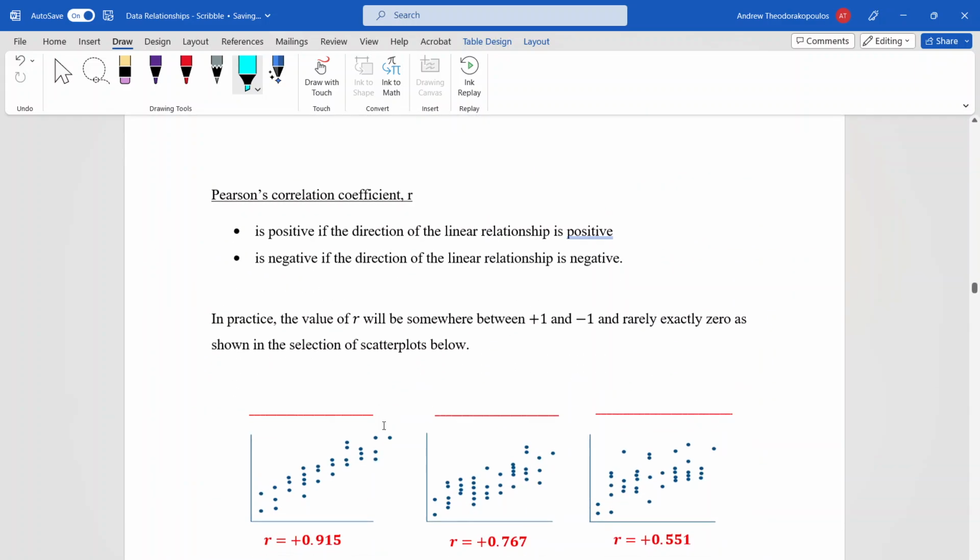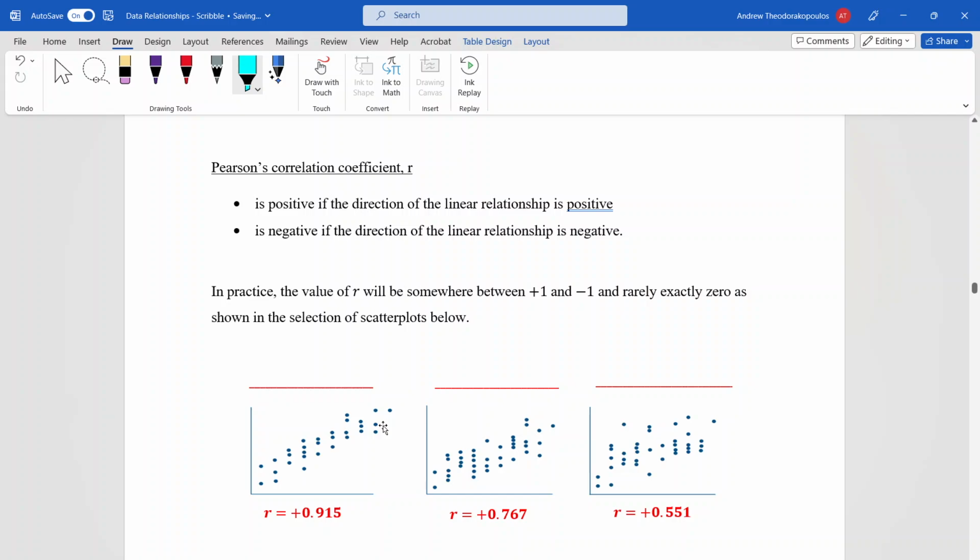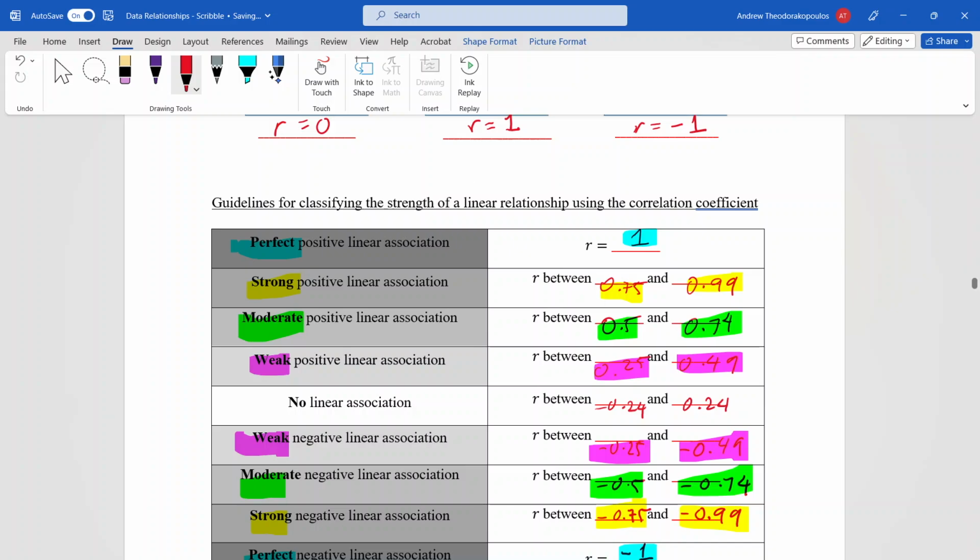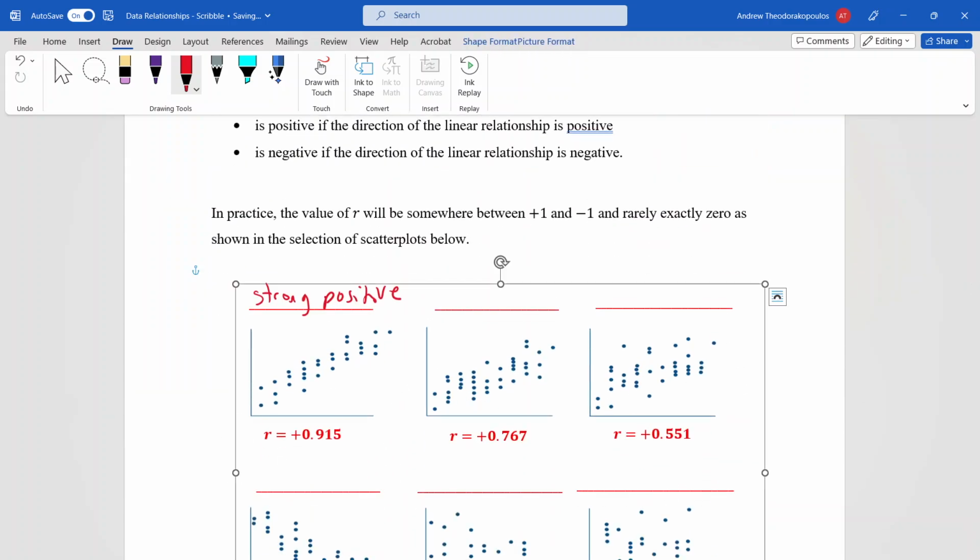So let's use that table, that can go into your summary books, to help us practice using the values of R to talk about what shape it is, or what strength it is. Here, the actual R value of this one is positive 0.915. So this here is a strong positive because it falls under the strong section. Here we have positive 0.767, which to me still falls in that strong group. And because it's positive, we say strong positive again.